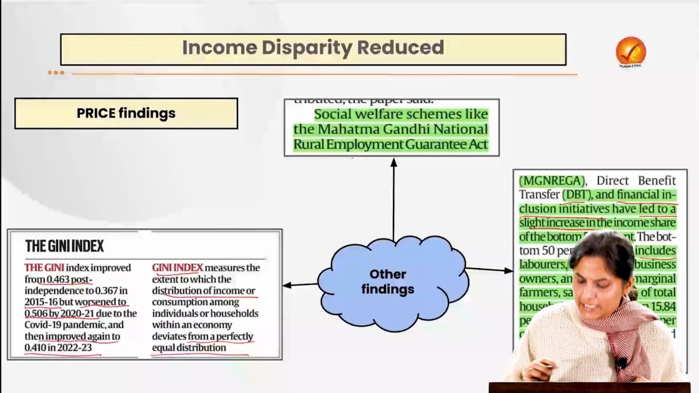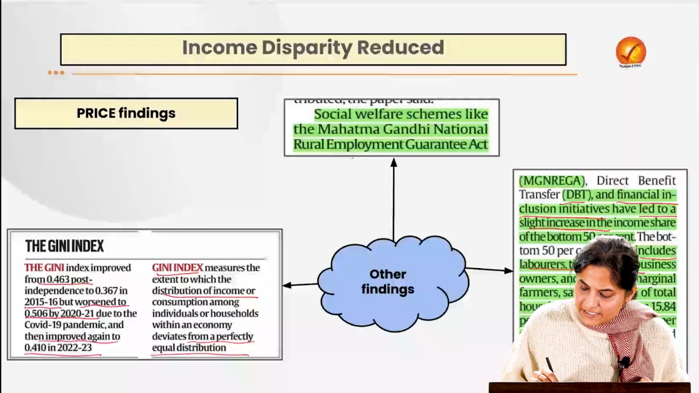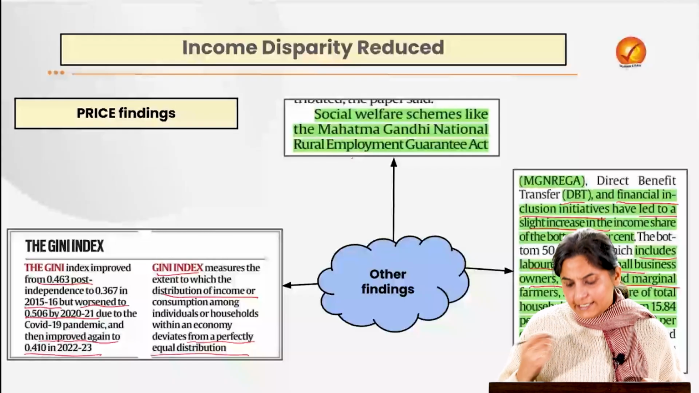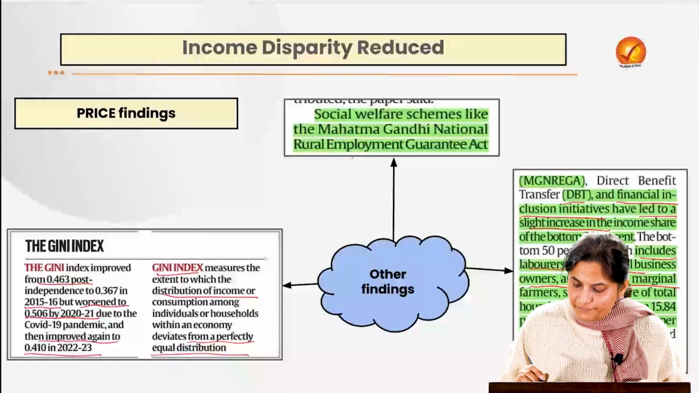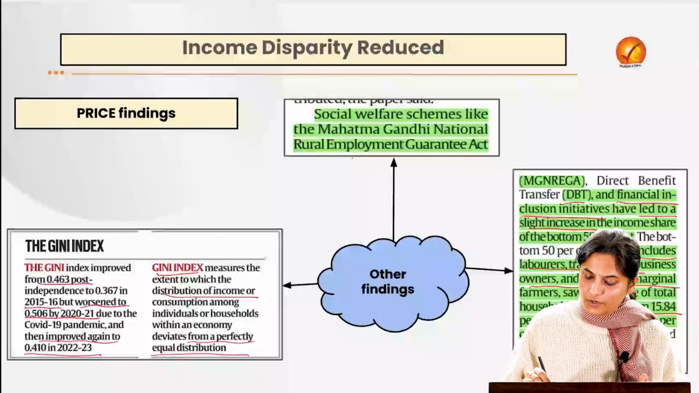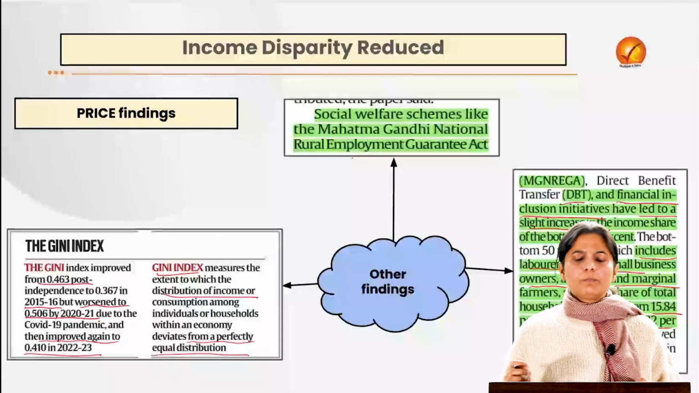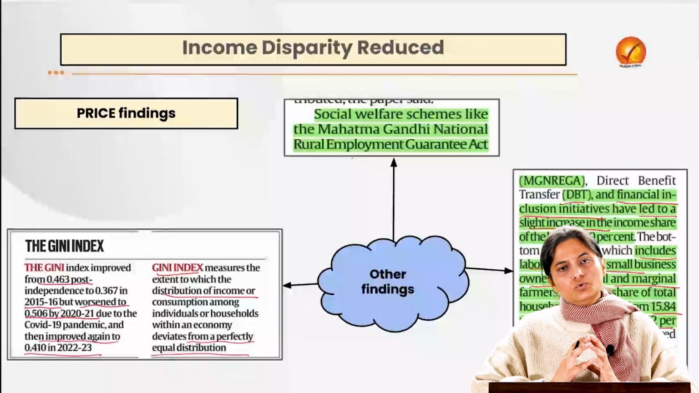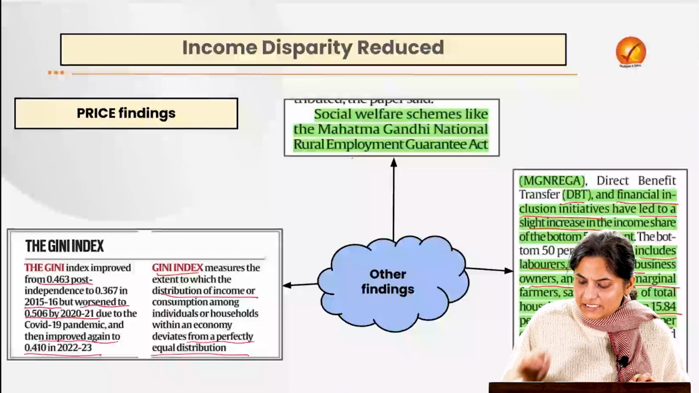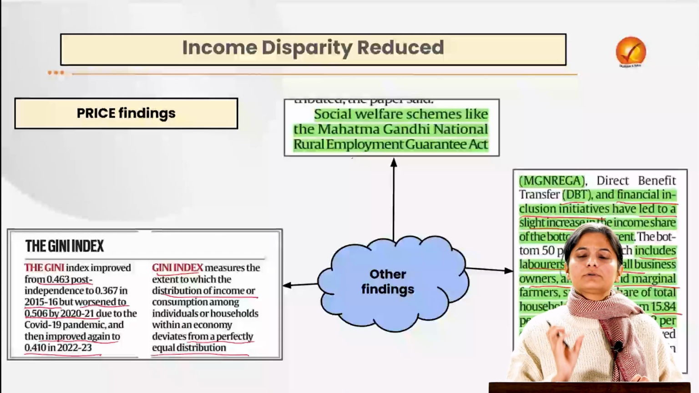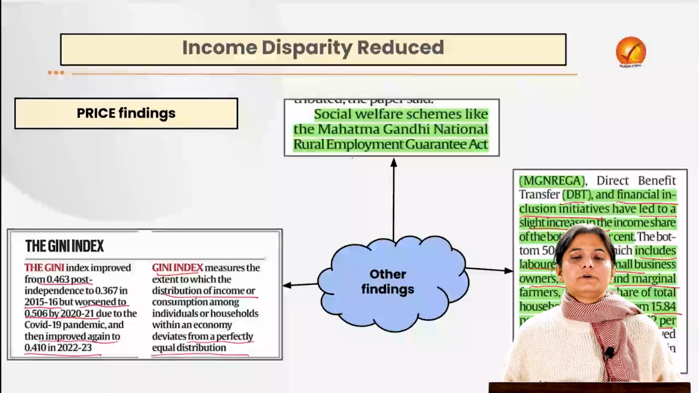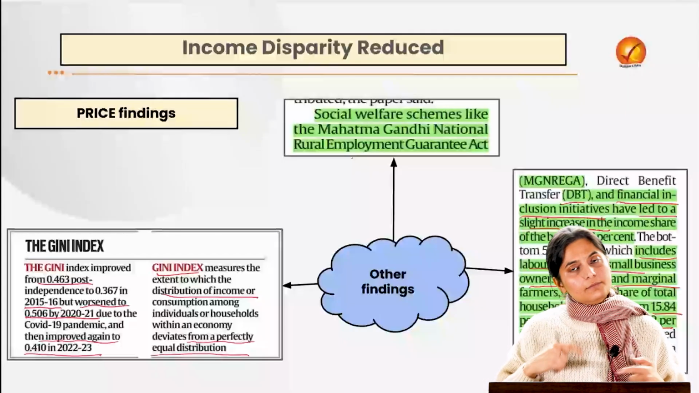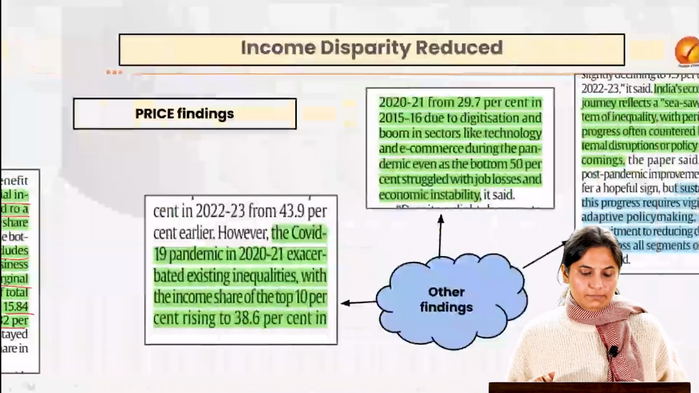And this section included laborers, traders, small business owners, small and marginal farmers, and their income witnessed a rise from around 15.84% in 2020-21 to 22.82% in 2022-23. This data in itself you may probably let go of, but just keep in mind what the bottom 50% that we are talking of comprises, and the trend that the income increased. That you have to keep in mind.